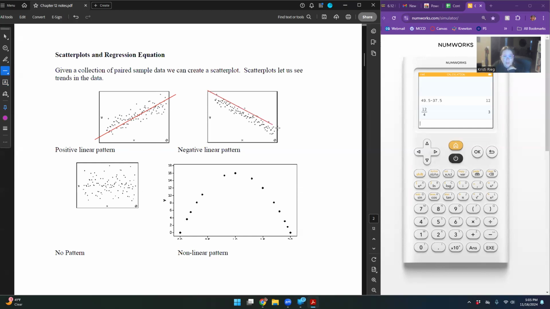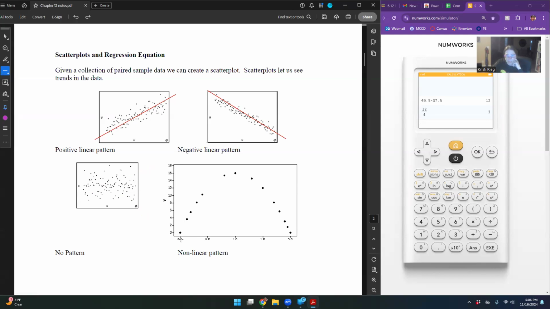The negative linear pattern mostly goes down. There's some that are farther away from the line than others, but this is very much just like the slope in algebra. Positive goes up from left to right. Negative goes down from left to right. No pattern is where it really just looks like somebody spilled pepper on your paper. If I try to draw a line this way, every dot is far from it. If I try to draw a line this way, every dot is far from it. No line makes sense, so we say it has no pattern.